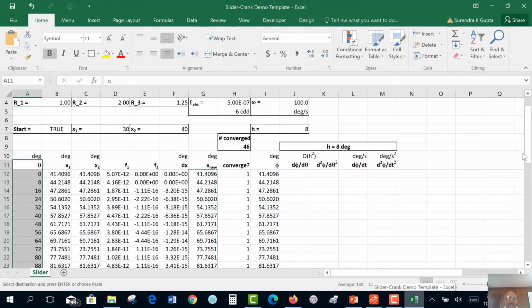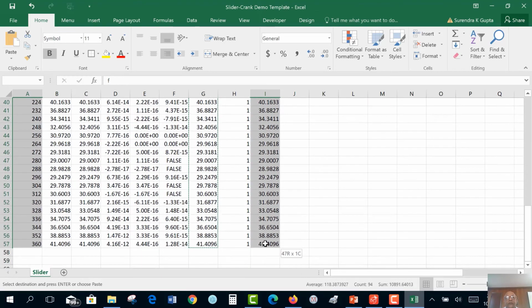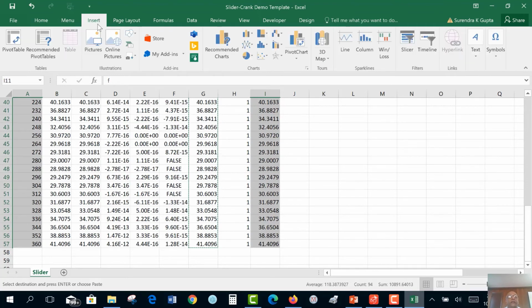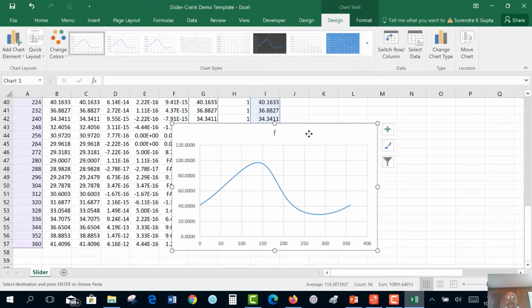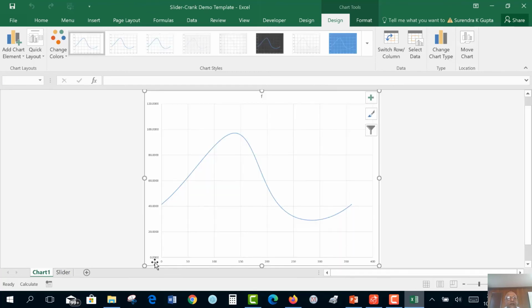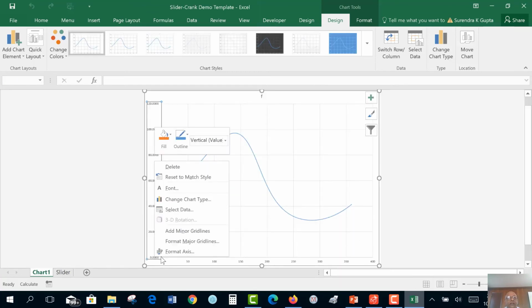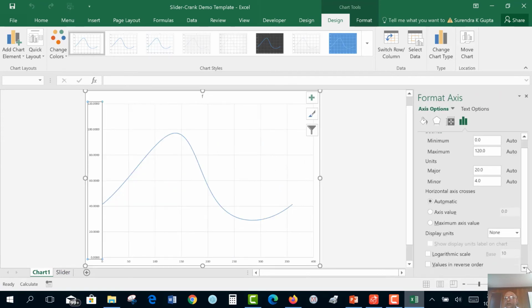I'm going to hold down the control key, insert, and I want a smooth curve. So here is my plot. Let's move it to a new sheet. And there are too many digits here. Let's format axes, and make it 0 digits.